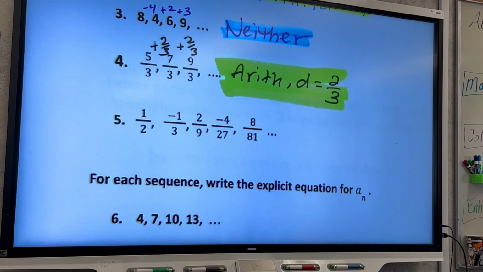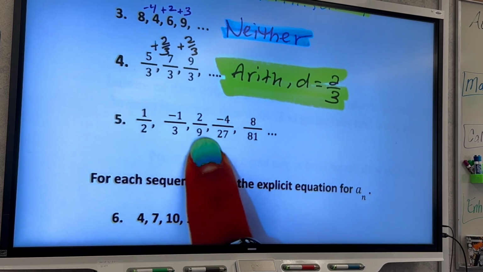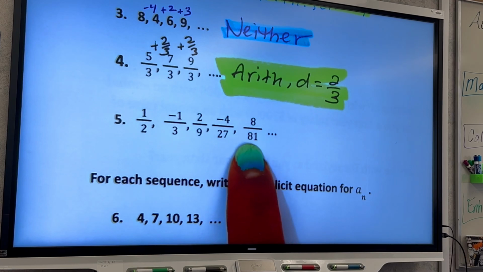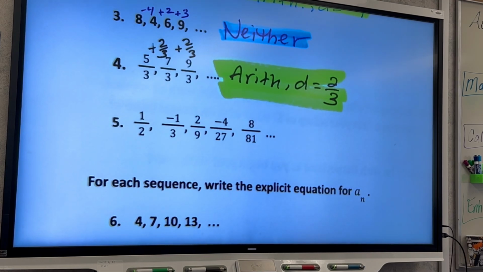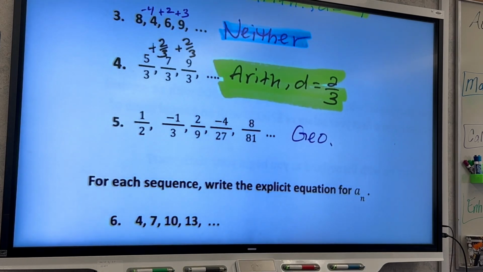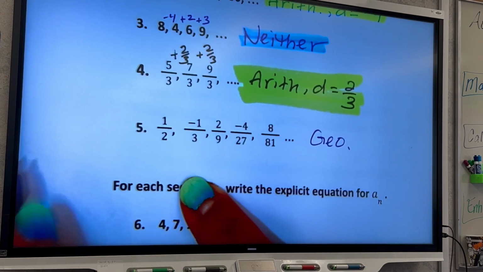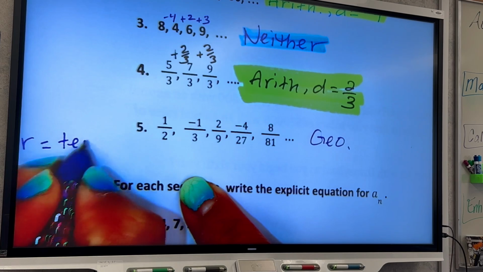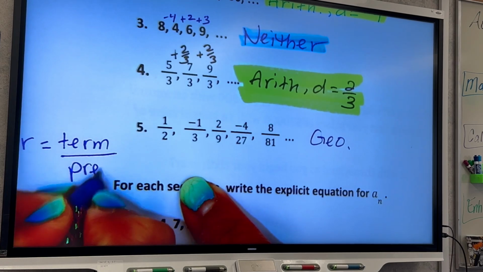Number 5. I'm noticing something interesting. It starts positive and then it goes negative, and then it goes positive and then it goes negative, and then it goes positive. So that tells me right away that we're multiplying by a negative number. Is it arithmetic, geometric, or neither? Neither. It's not neither. It's geometric. Let me show you why. So it is geo. Remember that formula you wrote down in the 2.1 notes? R equals a term divided by a previous term.